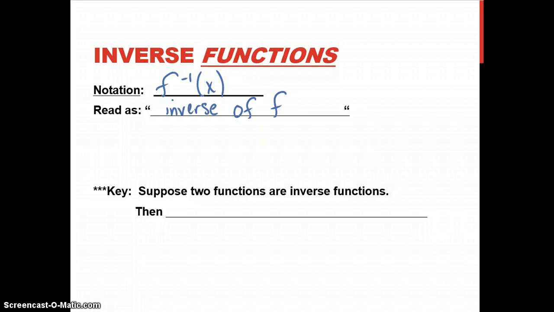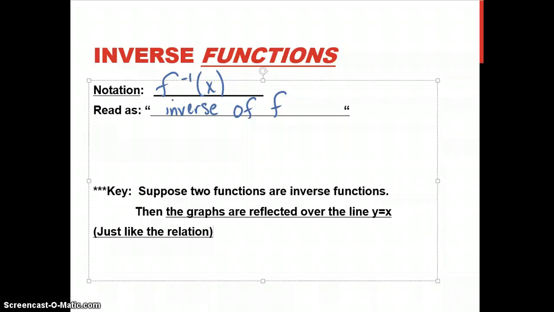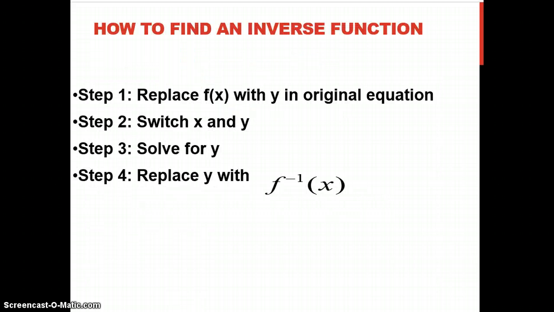Suppose that two functions are inverse functions. If we know that they are inverse functions, the graphs are reflected over the line y equals x, just like the relations were on the previous example. And you'll see what I mean when we start graphing these. This is going to be a great reference slide to always go back to. This tells us how we're going to find an inverse function.